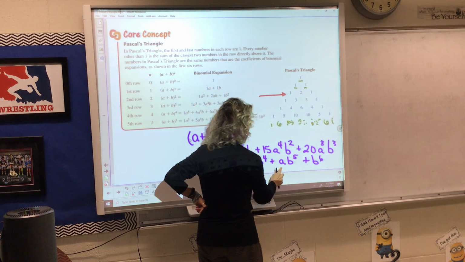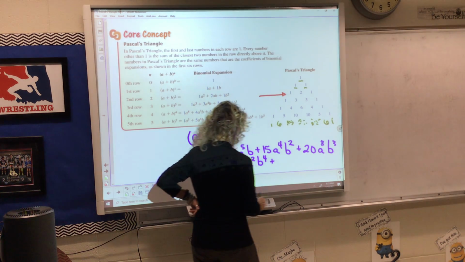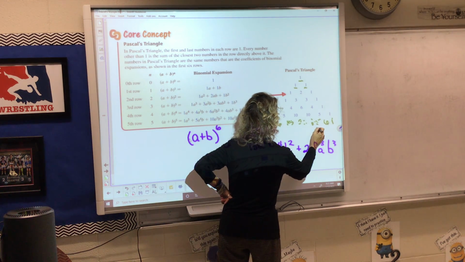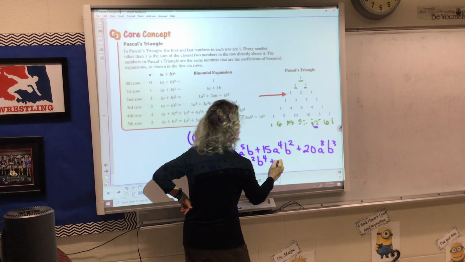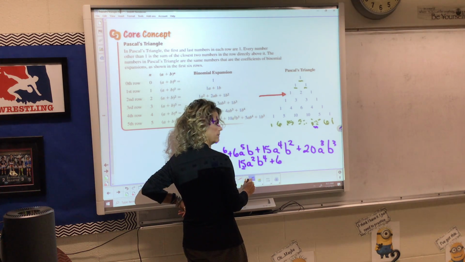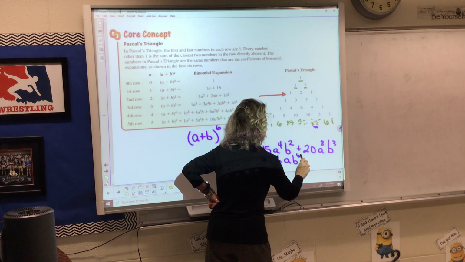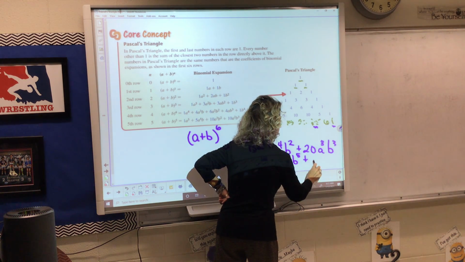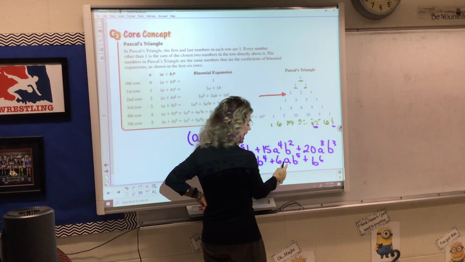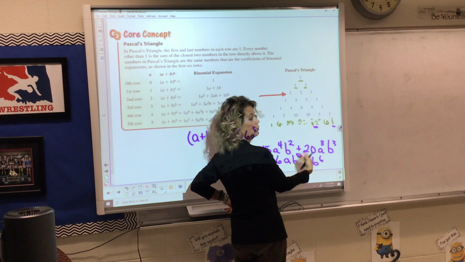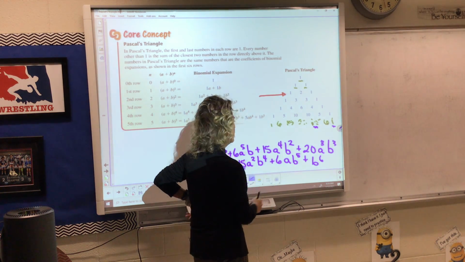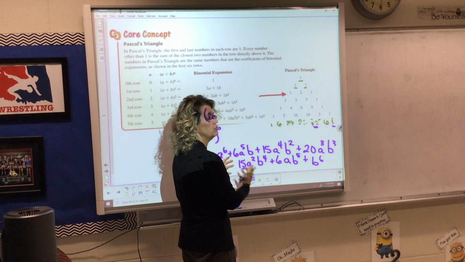So this right here, we have to correct. So we have the 15. This 15 is right here. So this would be 6. Yes? A, A, B to the fifth. And then A, B to the sixth. A is 1, so it'd be A to the 0, which is 1 power, yes? Okay, so this is how we're going to utilize it.